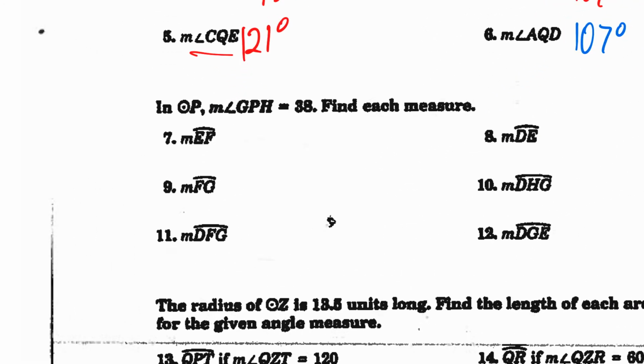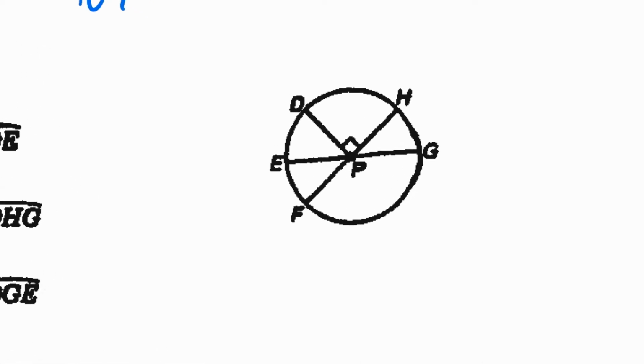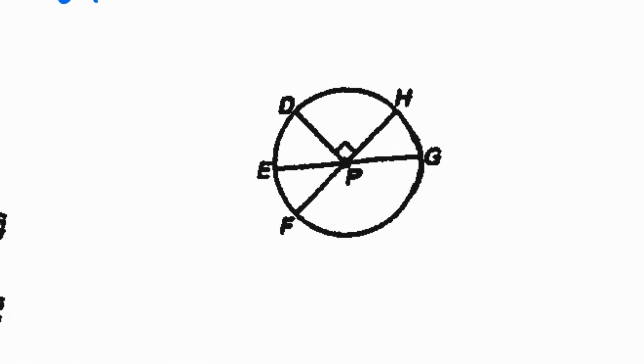Okay, and the next one, it says angle GPH is 38. So I'm just going to zoom in and put that on here. So GPH is 38 degrees. And let's go ahead and find the rest of these. So first of all, this one, how big is this angle going to be? 38, because that's a vertical angle. Okay, so from E to G is 180. This is 90. So how big is this angle right here? 52. Okay, good. So you just do 180 minus 90 minus 38. So this is 52.